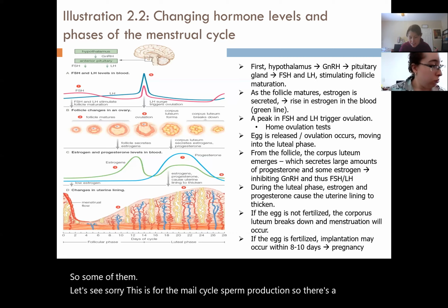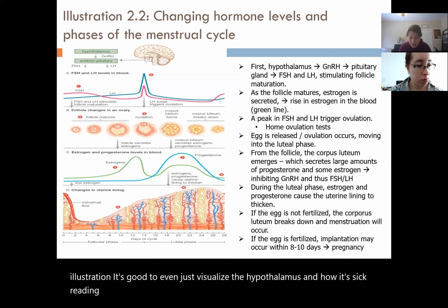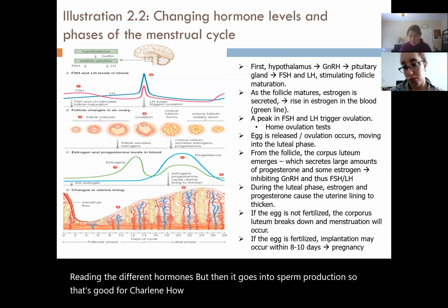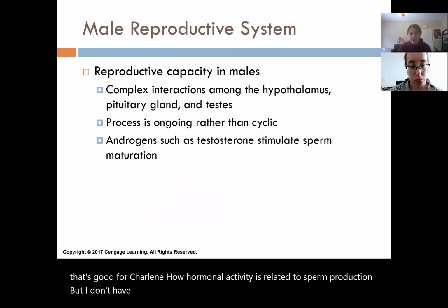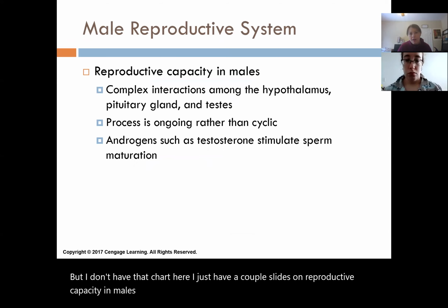It's good to even just visualize the hypothalamus and how it's secreting the different hormones. But then it goes into sperm production. So that's good for showing how hormonal activity is related to sperm production, but I don't have that chart here. I just have a couple of slides on reproductive capacity in males, which is important.